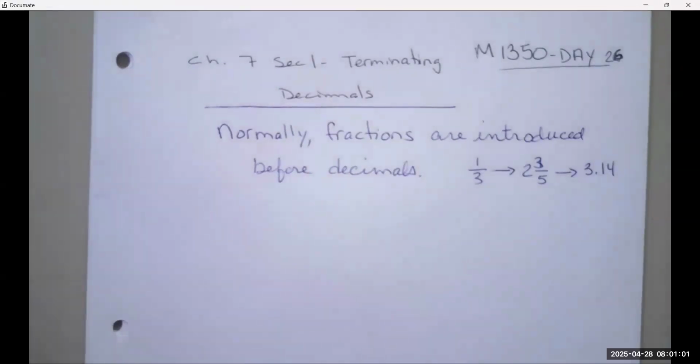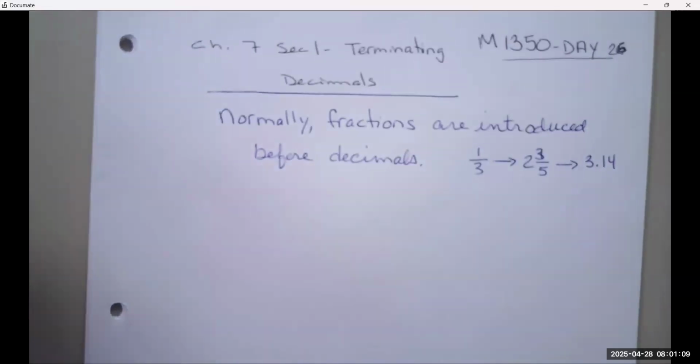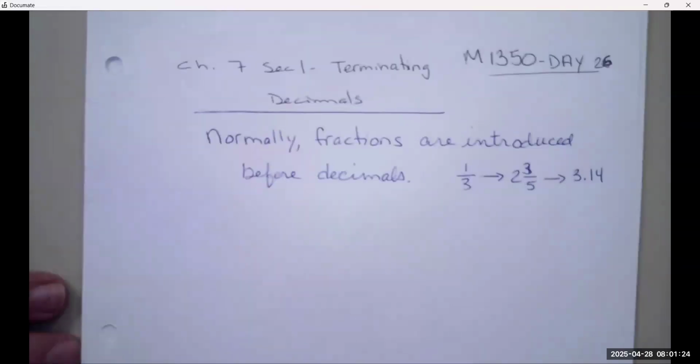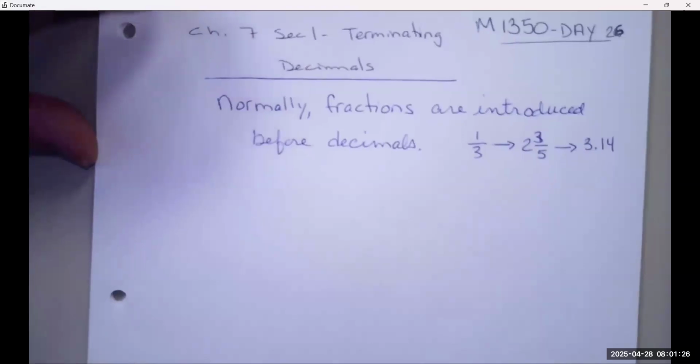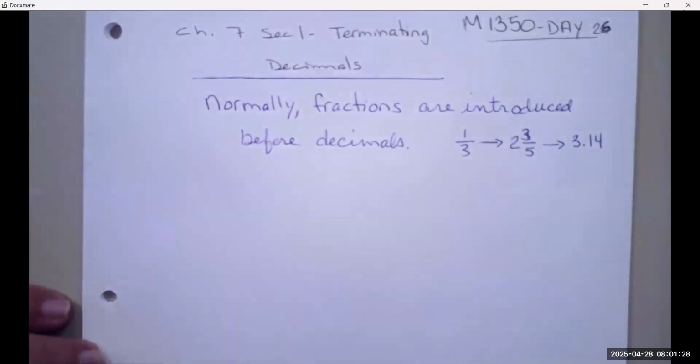All right, let's go ahead and start chapter 7. We're now going to look at the last part of the number system, decimals. Real numbers, the last part: we've talked about fractions, multiplication of fractions, addition and subtraction of fractions. Now we're going to look at decimals and how they work.